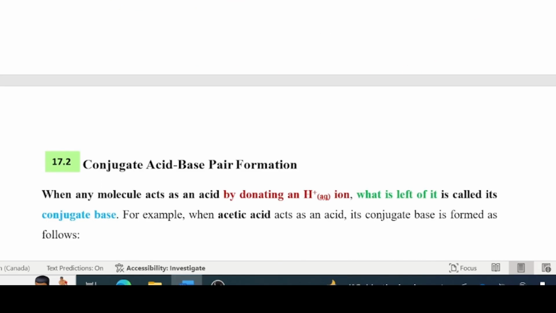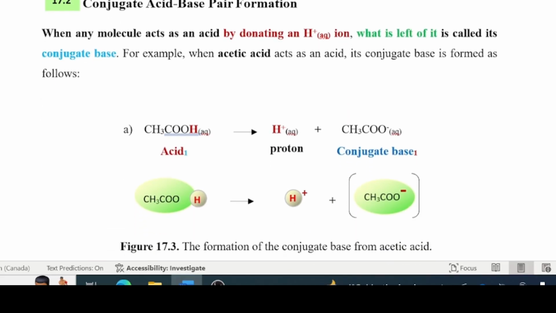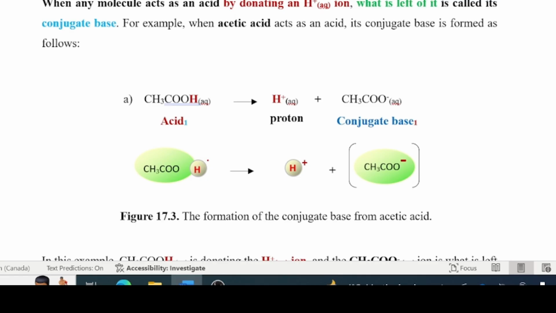Watch this here. Conjugate acid-base pair formation. We've spoken about that already. So this is acetic acid. When it gives off the proton there, what is formed is its conjugate base.